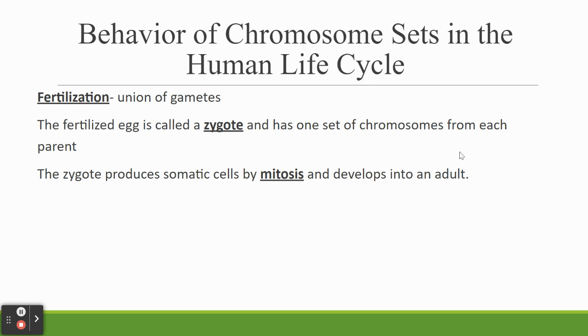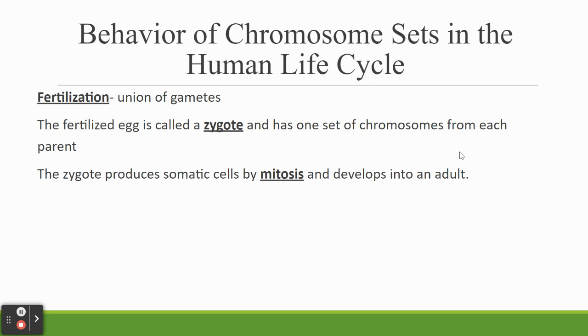Okay, so we do have to talk a little bit more about chromosome sets in the human life cycle. So we already talked about fertilization. Fertilization happens when the gametes are united, so they come together. The fertilized egg is called a zygote. This zygote has one set of chromosomes from each parent once it's fertilized, because the sperm will give one, the egg will give another. So now you have two. And the zygote will then start producing somatic cells by mitosis and develop into an adult.